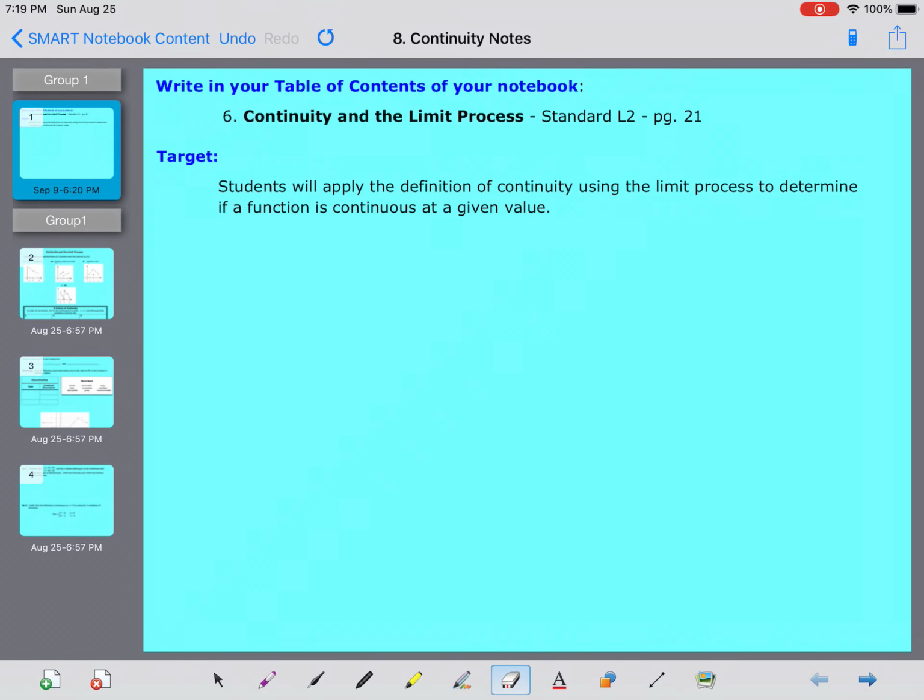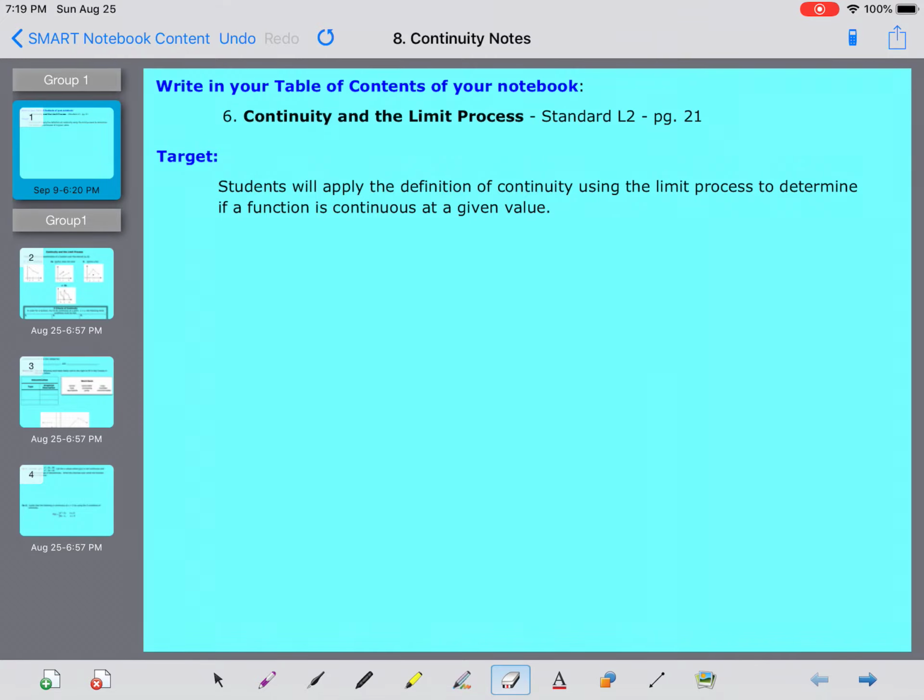This video is going to cover continuity in the limit process. So this should be your sixth entry in your table of contents. The target for today is students will apply the definition of continuity using the limit process to determine if a function is continuous at a given value.